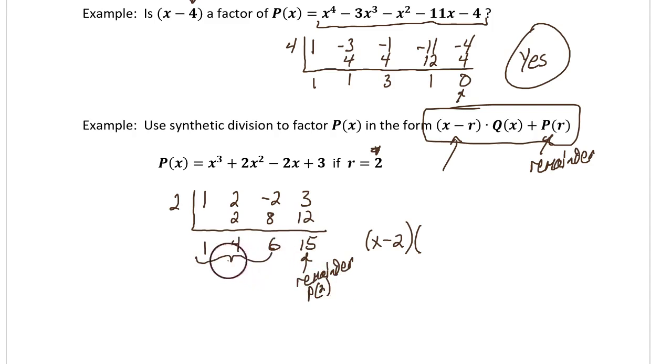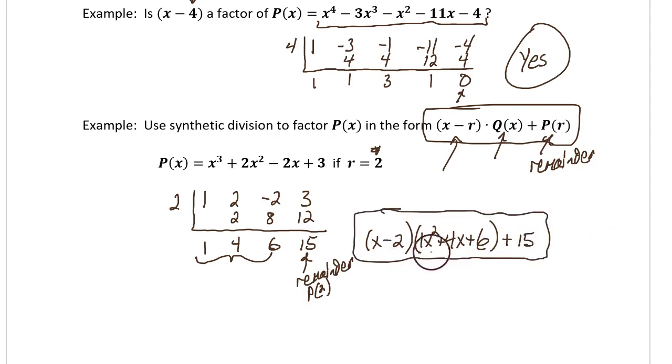These three coefficients can be used to find this q of x polynomial. So we've got to think about what they represent though. As you're moving to the left, this one here is the constant. This one here goes with x. This one here goes with x squared. So it's 1x squared plus 4x plus 6. Notice that there's now a plus sign, and then the remainder, 15. This answer that we've created fits this format that we were asked to use.